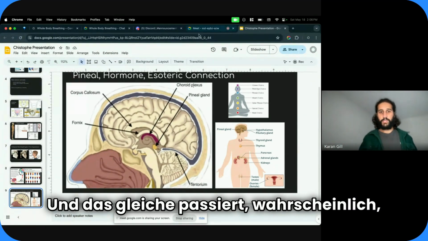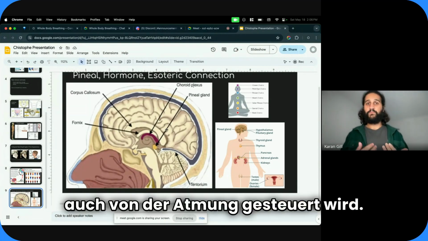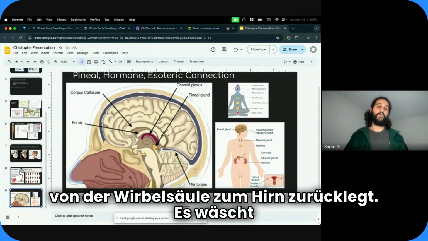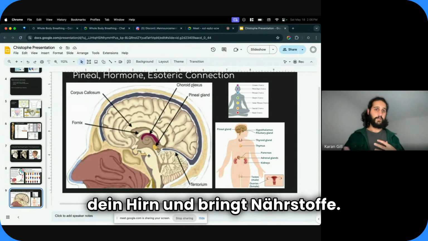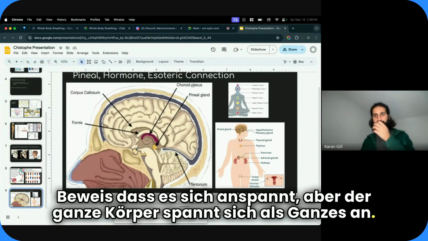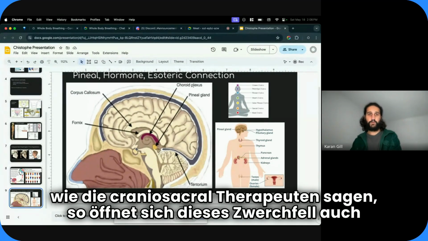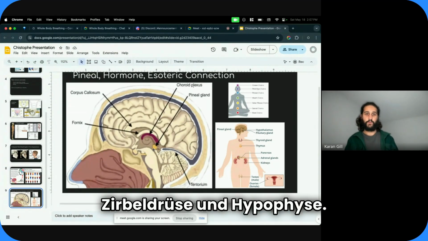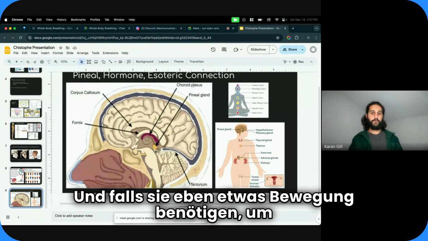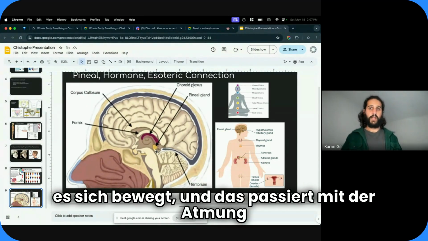And that same thing I propose happens with the craniosacral system. They talk about this, that the CSF fluid is also driven by the respiration. So you need CSF fluid going all the way from your spine into your brain, washing your brain and transmitting nutrients. And this main diaphragm of the head, there's no evidence that it flexes, but the whole body flexes at once. So when you flex open on the inhale, which the craniosacral therapists say that you do, this diaphragm also flexes open. And then sitting right on top of it is your pineal gland and your pituitary gland. And so if they're requiring some movement in order to function properly, then we need to make sure that movement's there, and it happens on breathing.